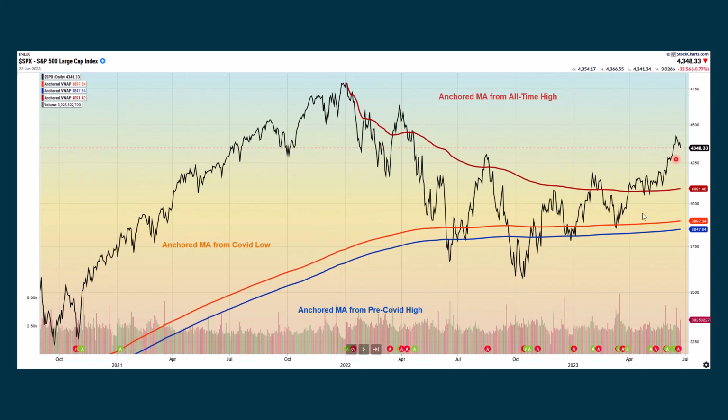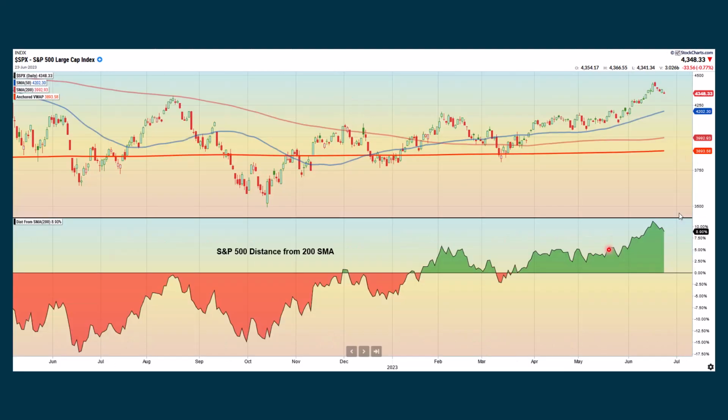Then we have a longer term chart going back to the all-time high, and we have an anchored moving average tied to that high. If we really start to fall, sometimes this could offer support. We also have another anchored moving average going back to the COVID low, and then from the pre-COVID high as well. If we start to fall, sometimes these areas will give us some guideposts as to what's happening. Then we also keep an eye on how far above or below are we from the 200-day simple moving average.